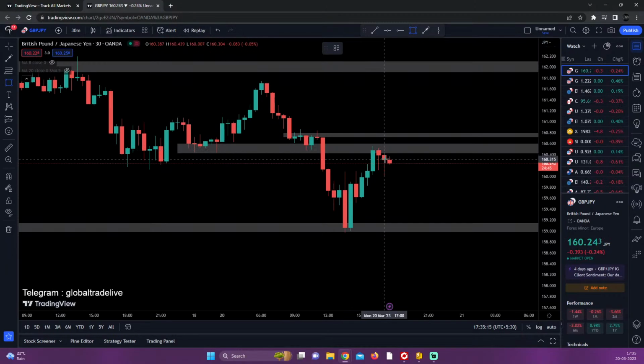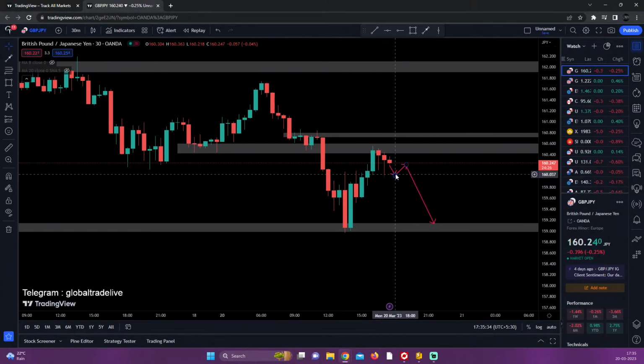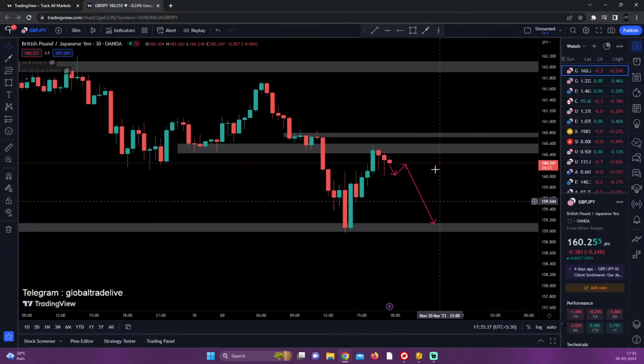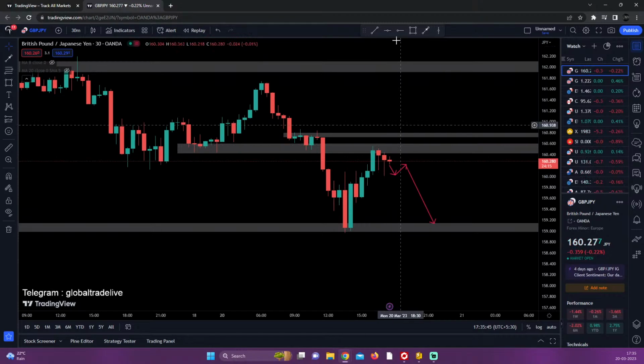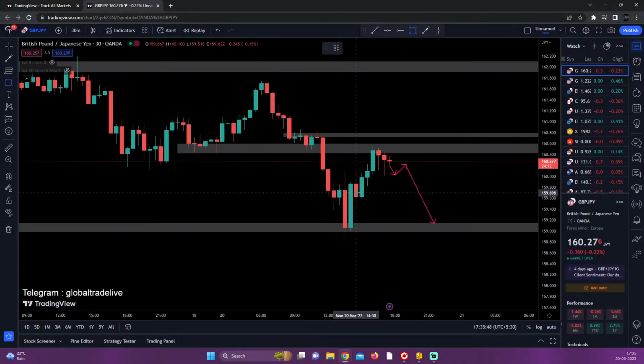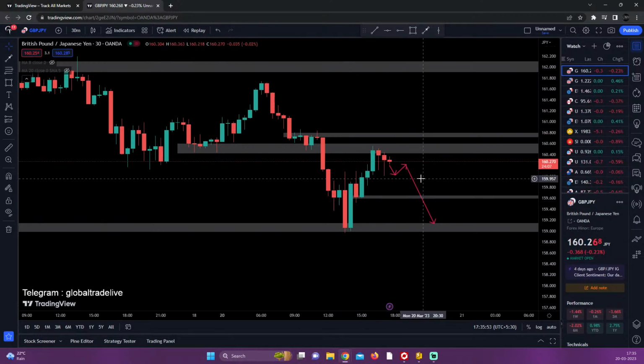So what I'm looking for over here is a push down, and after that I will look for a resistance formation, and after that I'll be looking for sells. So I'm going to look for this idea over here, because before formation of this structure, I really cannot look for sells, because in that way I'm going to be risking my trades in a false kind of setup.